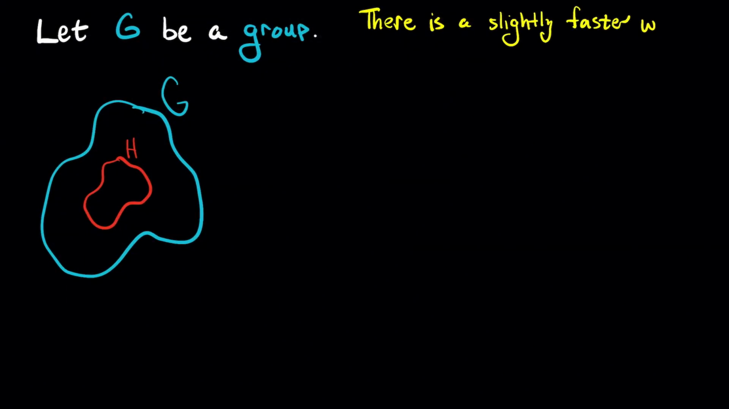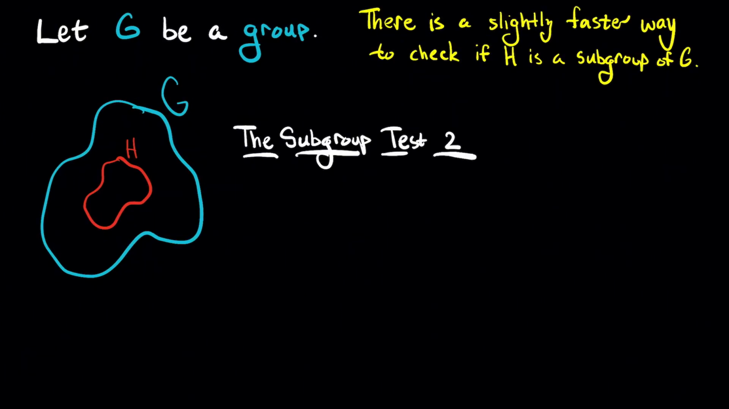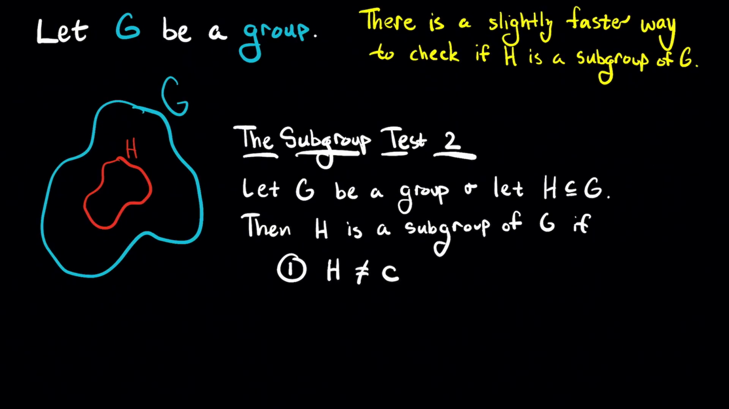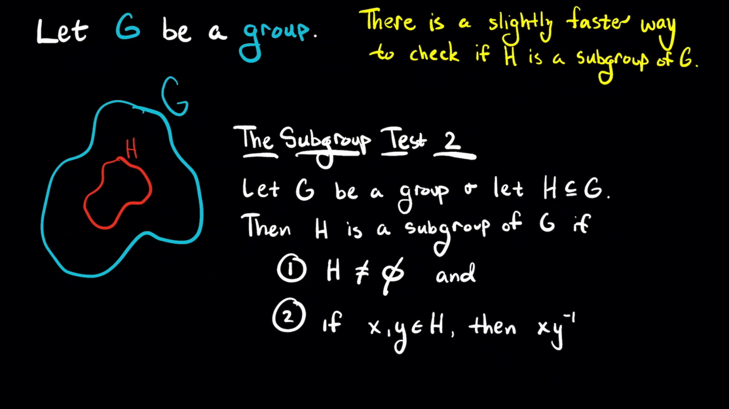There's an alternative, slightly faster way to check if a subset H is really a subgroup of G. I'll call it the subgroup test 2. And what it boils down to is checking that 1, H is not empty, and 2, if X and Y are 2 elements of H, then X times Y inverse is an element of H.